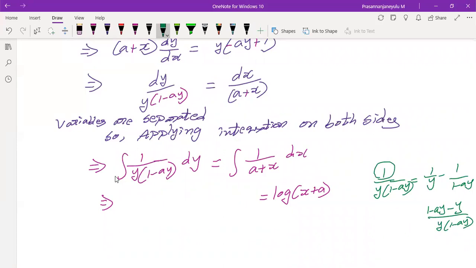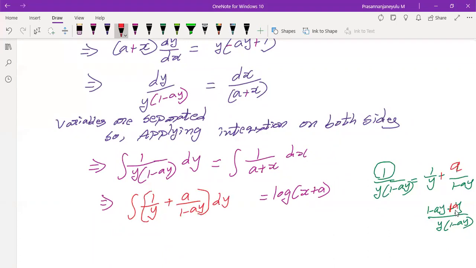When can we get it? If the second term numerator is a, then only we can get it. Here it is minus ay, but we have to get plus here. If this is plus, then only we can get like that. So I am writing here 1 by y plus a by 1 minus ay into dy.